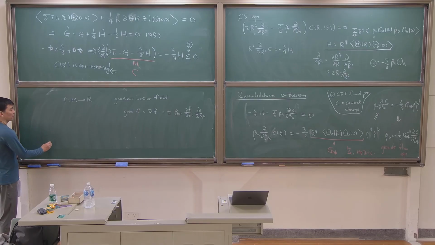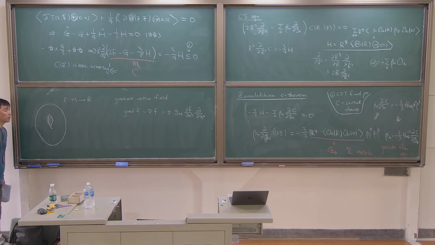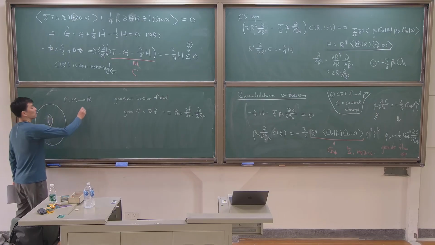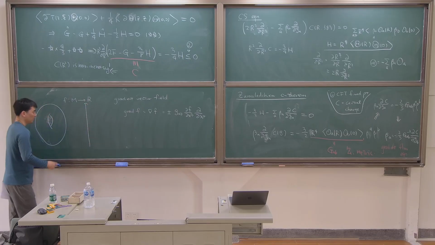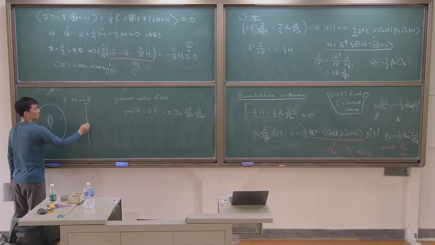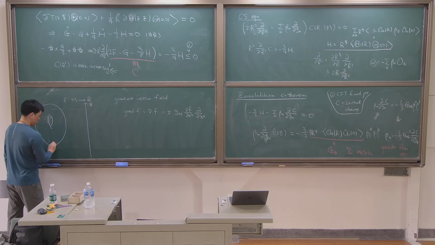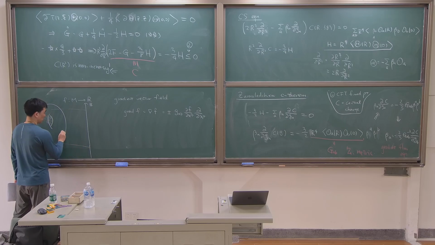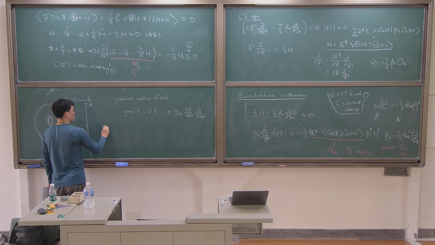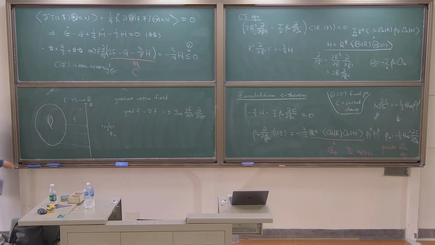For instance, if you have a manifold, say a torus, and the function is what we call the height function. The height function means that each point on the torus is mapped to its height in R. So f is a height function, and the gradient flow is literally the flow equation from top to bottom.